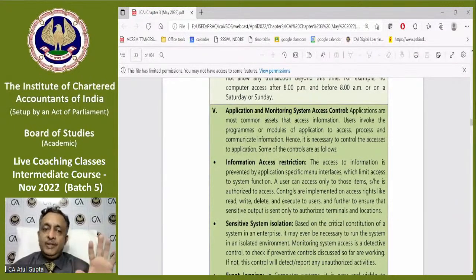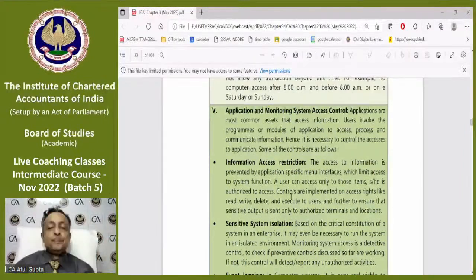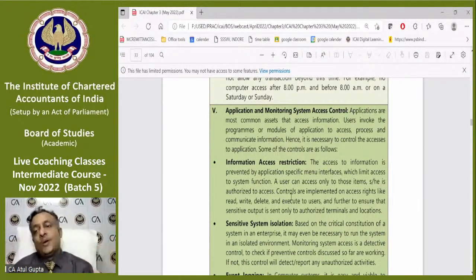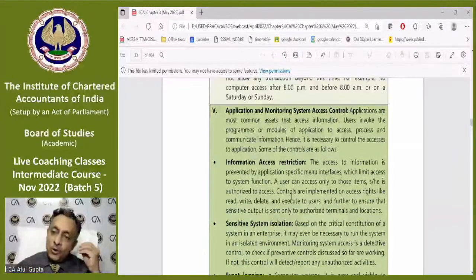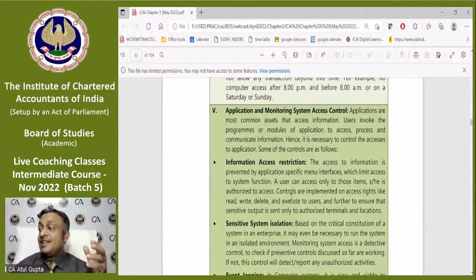So we are on the fifth part of logical access, that is application and monitoring of system access control. Many applications, control on those applications. Information access restriction: access to information is prevented by application specific menu interfaces, which limit access to system functions. A user can access only those items where she or he is authorized to access. Perfect. So a cashier, because he can create vouchers, has access only to vouchers. Other menu options don't open. That ensures that the person doesn't enter into the system like that.